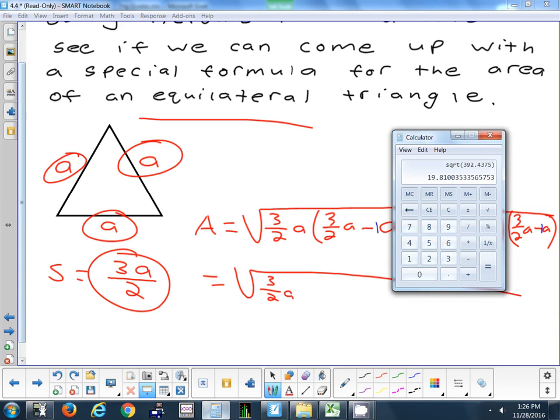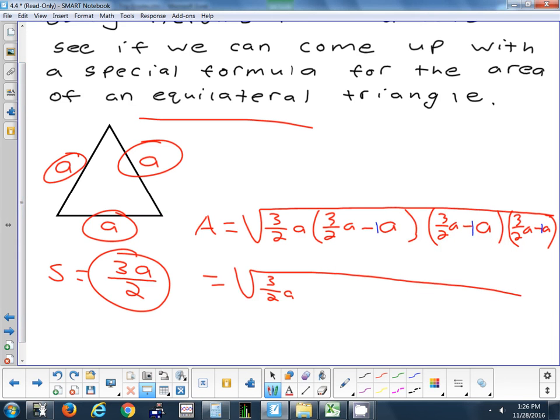Let's just, for a second, do 3 divided by 2. It's 1.5. Okay. So what's 1.5A take away 1A? 0.5A. Okay, or you could just write a half. And then what's 1.5A take away A again? 0.5A. And again, 1.5A take away A. That's another 0.5A.